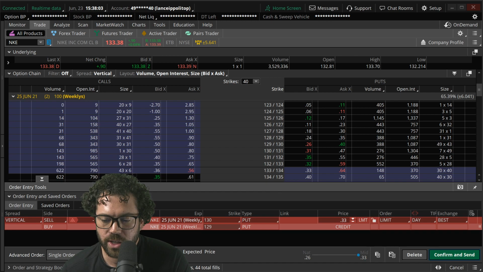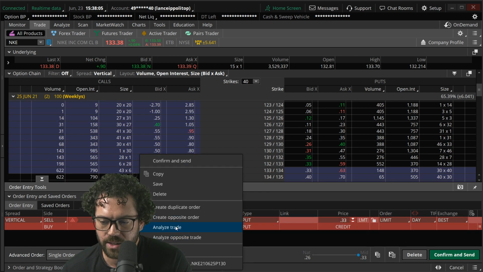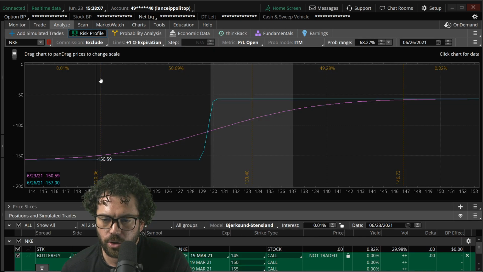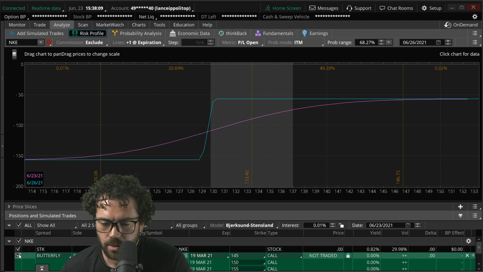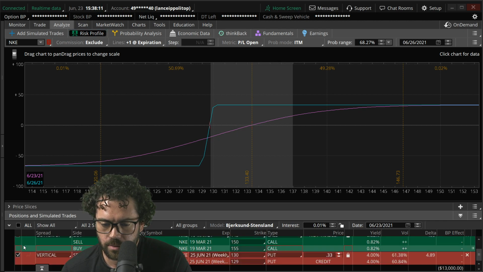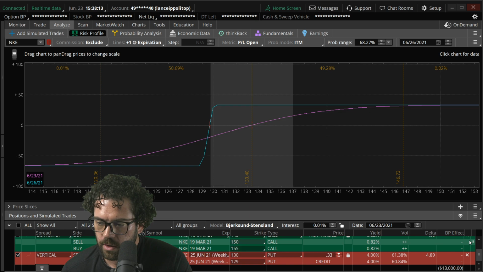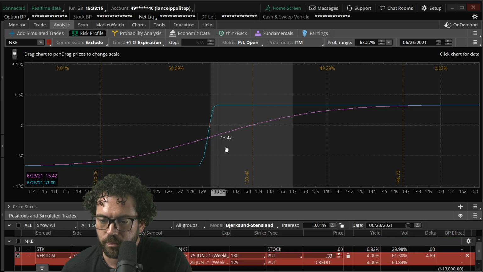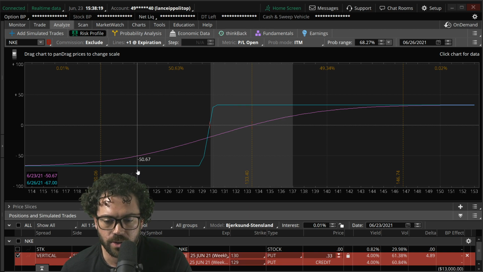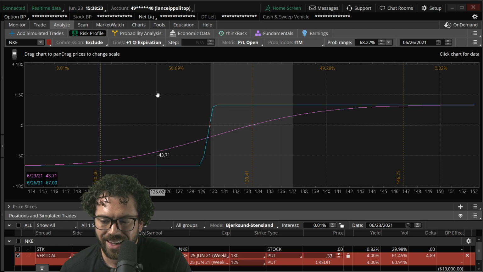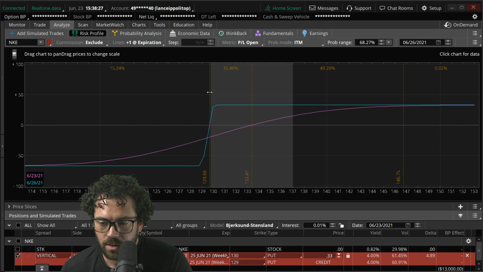Now, why I like this trade is this. Let's go and actually analyze it. Go to a risk profile. There we go. Nike. So we go here on Nike. There we go. And this trade, I am risking $67 to make $33. But here's the good part. As long as Nike is above 130 this week or higher, I'm good. I make money. I collect that full $33.